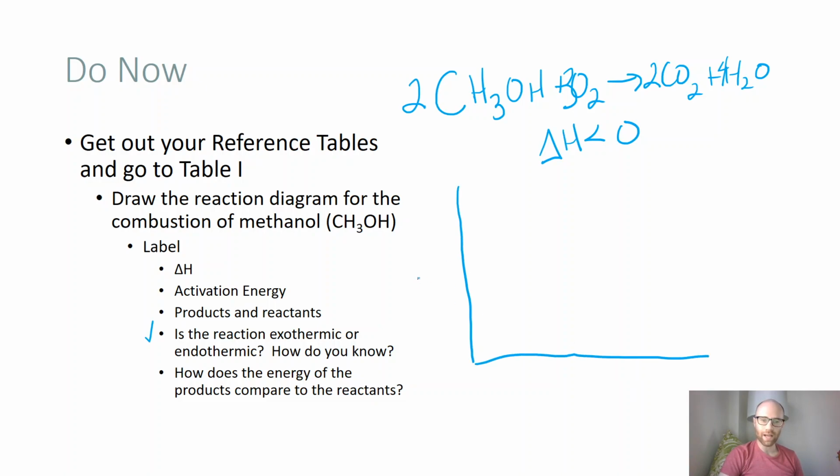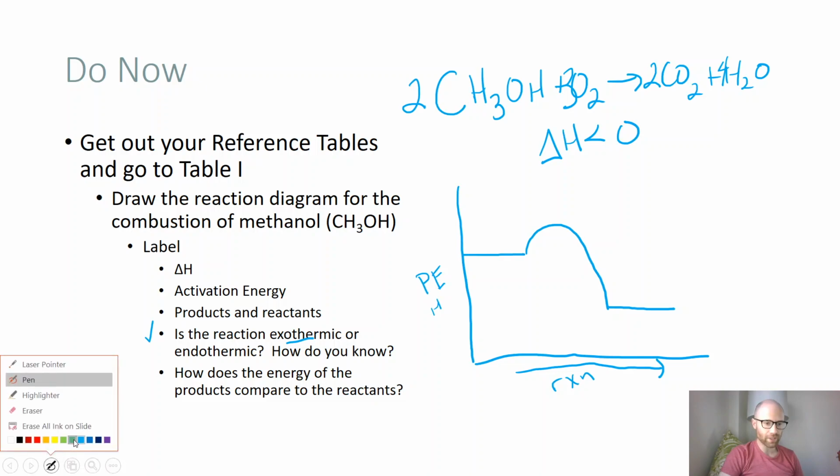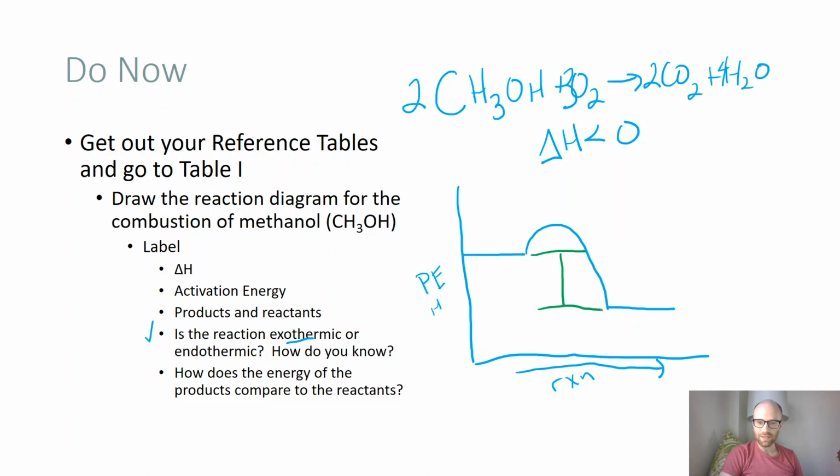On our y-axis, we've got potential energy, or H, and here we've got the reaction proceeding from left to right. We're going to call this reaction exothermic because the delta H is less than 0. In terms of drawing this, that means the energy of the products is lower than the energy of the reactants, so our reaction coordinate looks something like this. We need to label the delta H value. I'm going to switch my colors really quickly. The delta H value should be the space from beginning to end, so it's this height here.